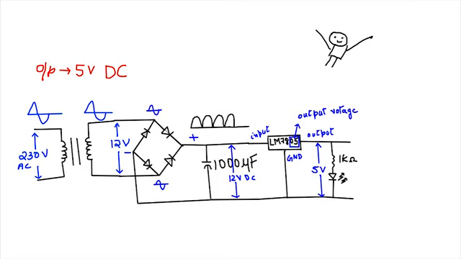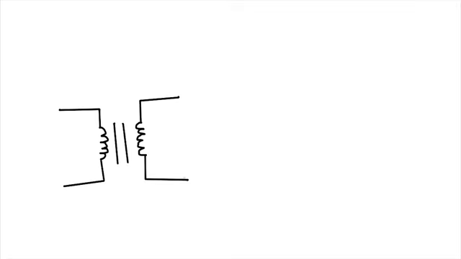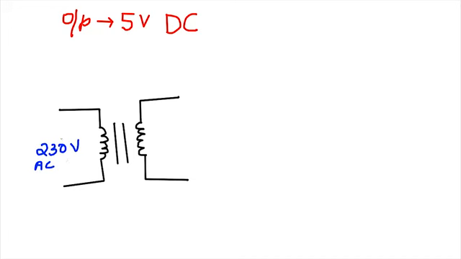First, we need a transformer, as in a step-down transformer. As the name itself indicates, a transformer transforms voltage. Here, a step-down transformer, meaning from higher voltage to a lower voltage. So let's say I need a 5V DC supply for my tiny circuits. So I can use a step-down transformer from 230V to 5V AC.